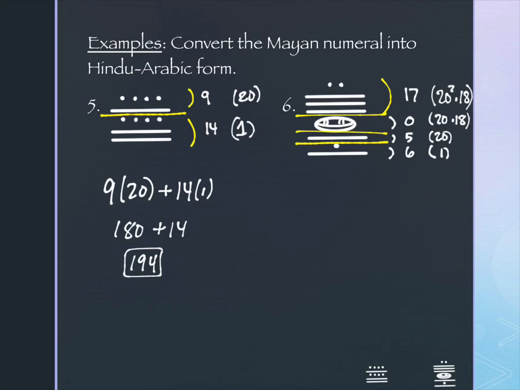So we're going to take 17 times 20 squared times 18, plus 0, not very exciting, which is the 20 times 18, plus 5 20s plus 6 times 1. Sorry, I'm going to slide that over. It's kind of running off into the lighter color. It's harder to read. There we go.